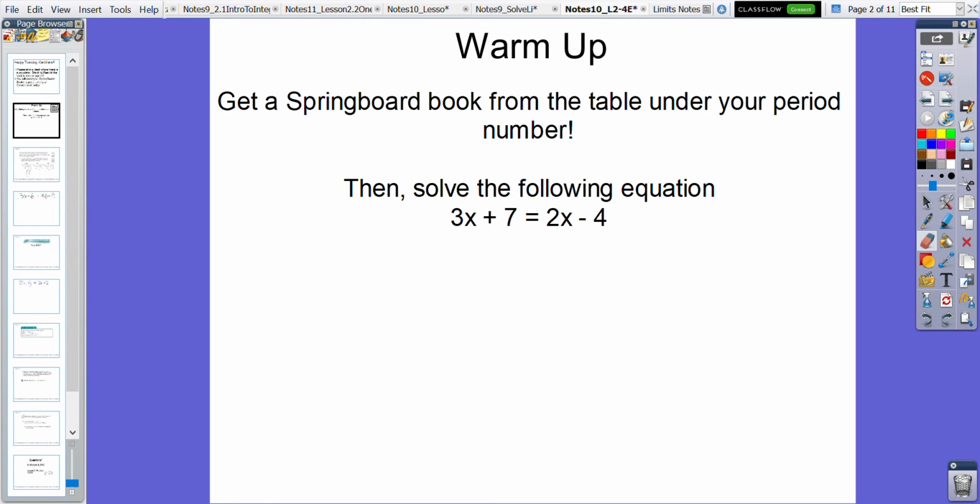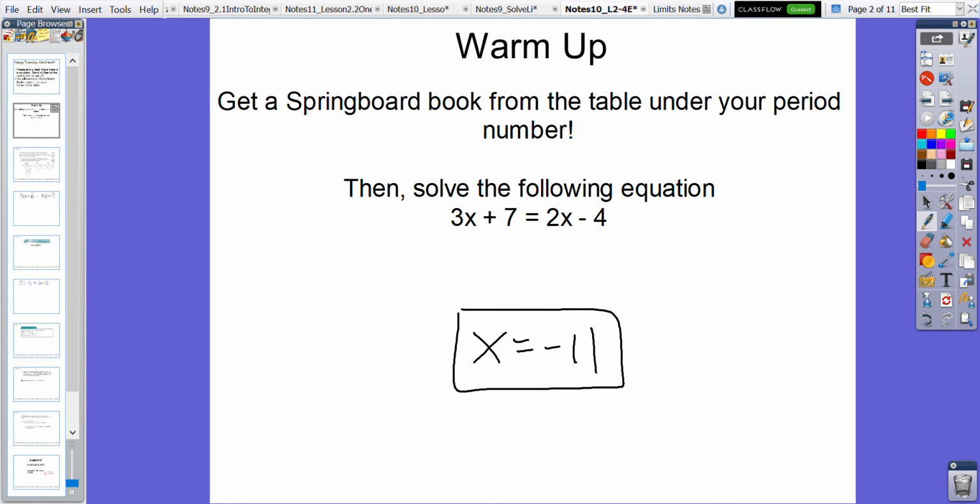So our warm-up for today is solving this equation. Go ahead and pause the video, and solve the equation you see on the screen. If you solve this correctly, your solution should be x equals -11. So double check your work, make sure you end up with that solution, and let's go ahead and get started for today.